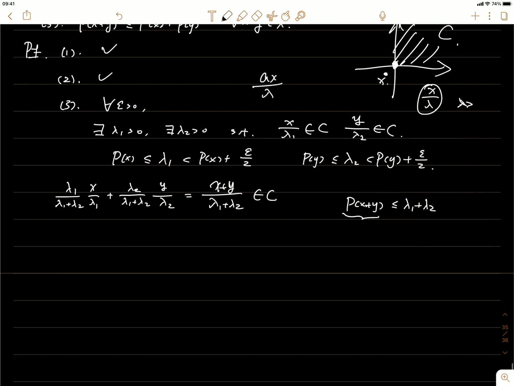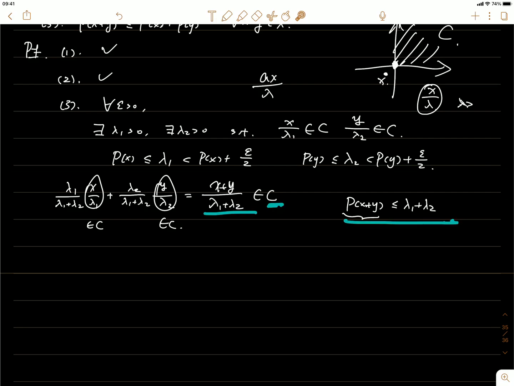Okay, so I can do this, and that means this is in C, this is in C, and the convex combination of the two is in C. But the convex combination of the two, as you can see, you cancel this two, you cancel this two. That's essentially just this. That's why this is in C. Okay, it's in C, then that implies that.